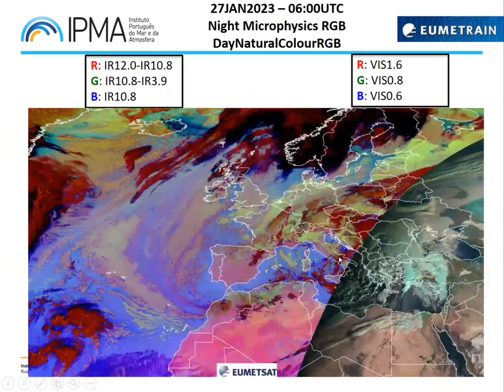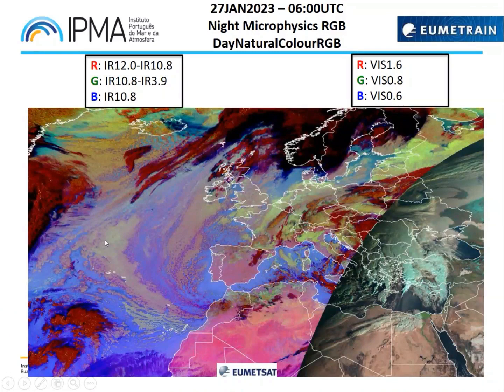And of course, we also have to check the low-level features, and it's better to use a different RGB. So we have here the night microphysics RGB and the day natural color RGB. For more or less the whole area we still need to use the night microphysics, but we still have this corner here where we can already use some of the visible channels.